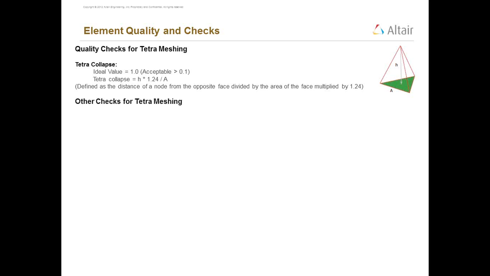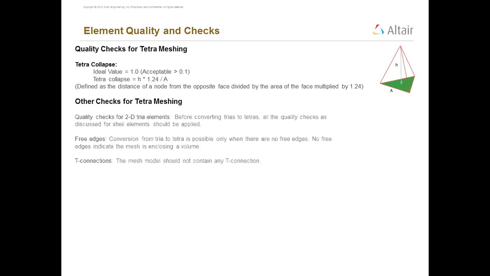Other checks are the same for the Tetra elements as the 2D ones, that is Jacobian and included angles and everything. The other checks for Tetra meshing is quality check for 2D tria element. Before converting trias to Tetra, all the quality checks as discussed for the shell element should be applied. Free edge: conversion from tria to Tetra is possible only when there are no free edges. No free edge indicates the mesh is in an enclosing volume.